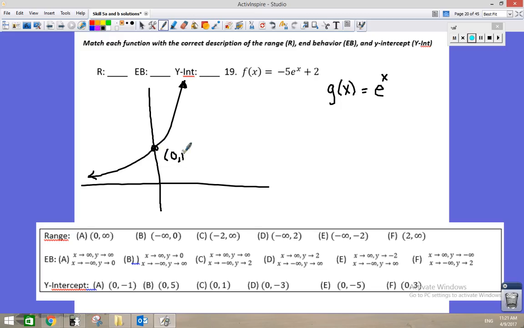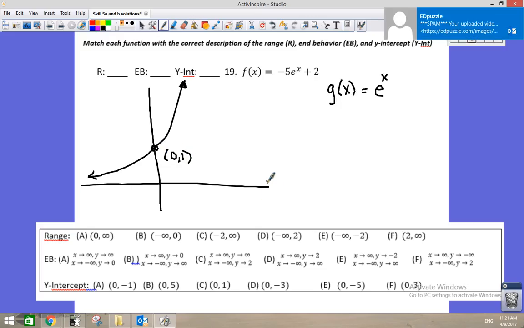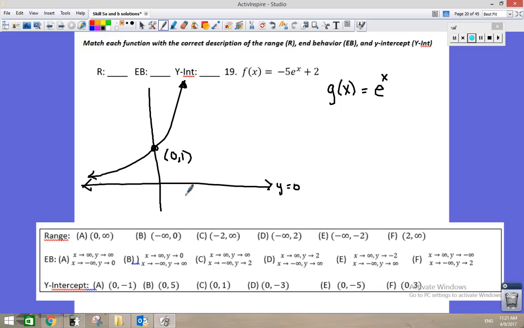And the horizontal asymptote is y equals 0. That's the x-axis. The x-axis can be described as the line y equals 0. Well, these three transformations are all in the y-coordinate. The negative sign is going to reflect this graph across the x-axis.